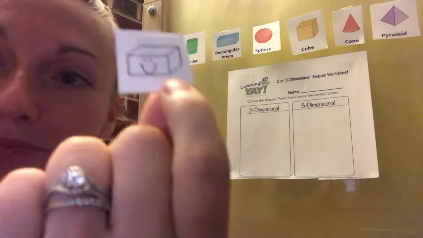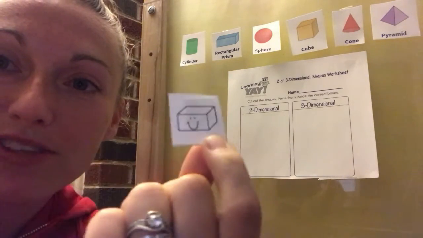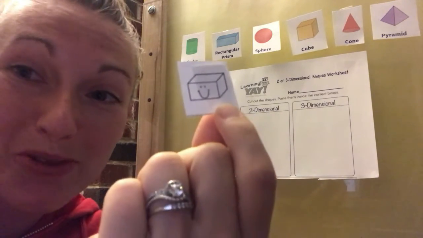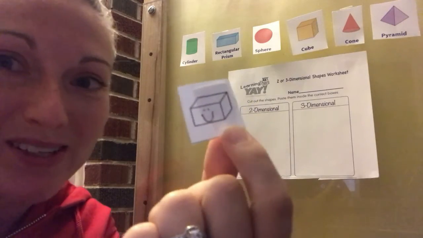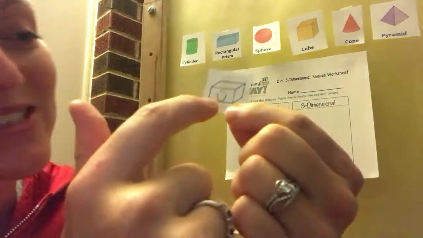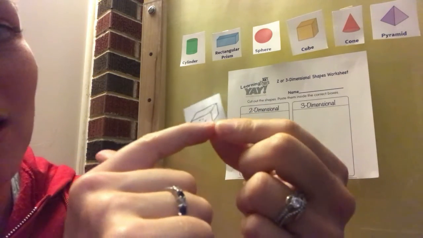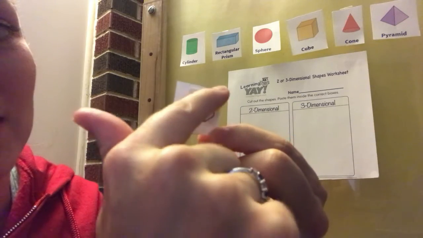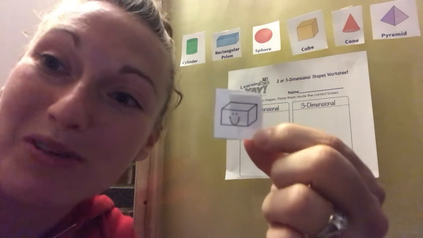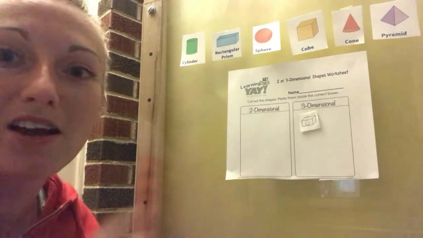So I have this guy here. Do you think that is a 2D shape or a 3D shape? It is a 3D shape. Did you get that? So I know it's a 3D shape because you see these lines going back at the bottom there? You see that line going back and up? That means that it is a 3D shape. It's not just flat. So we're gonna go ahead and put that on our 3D side.